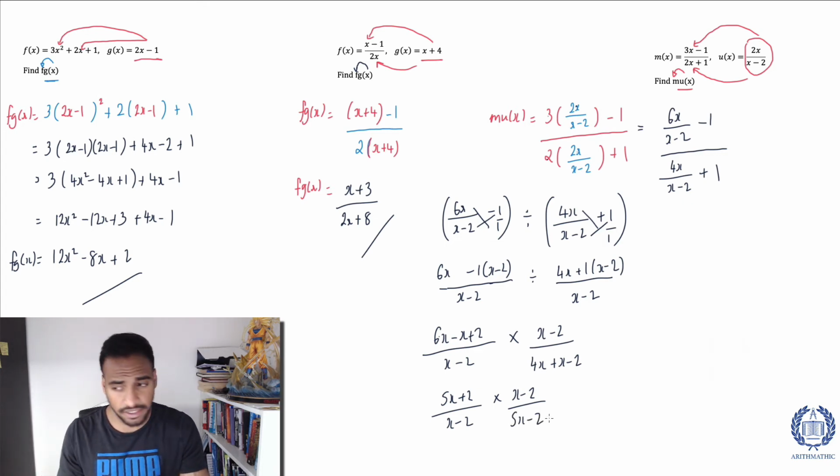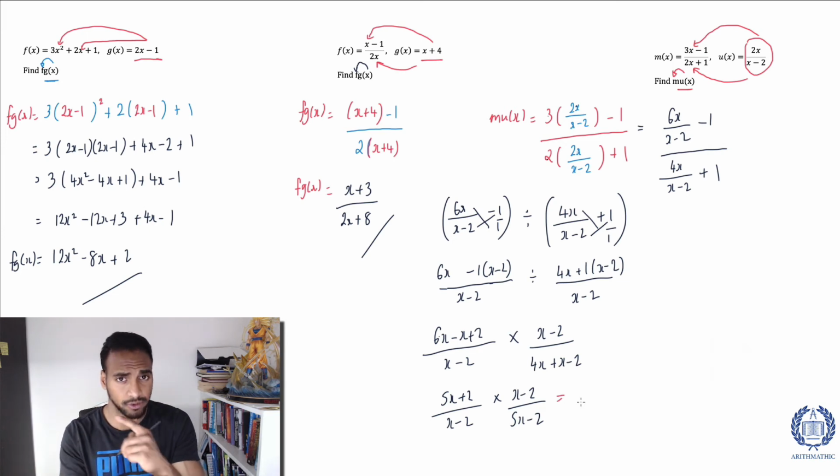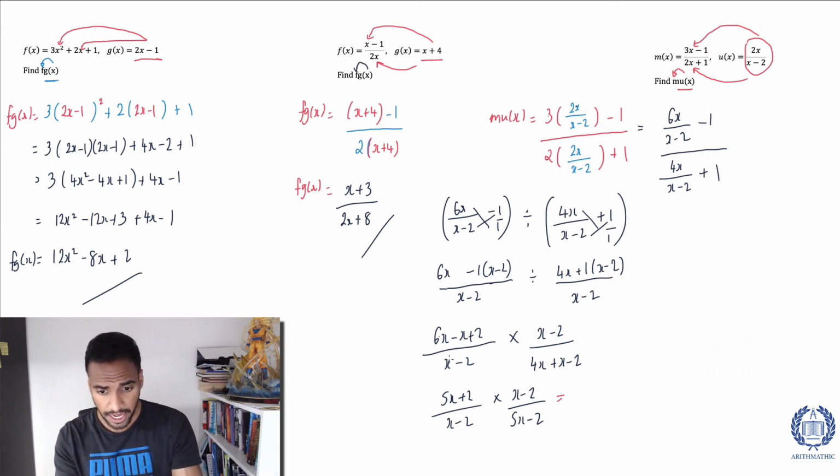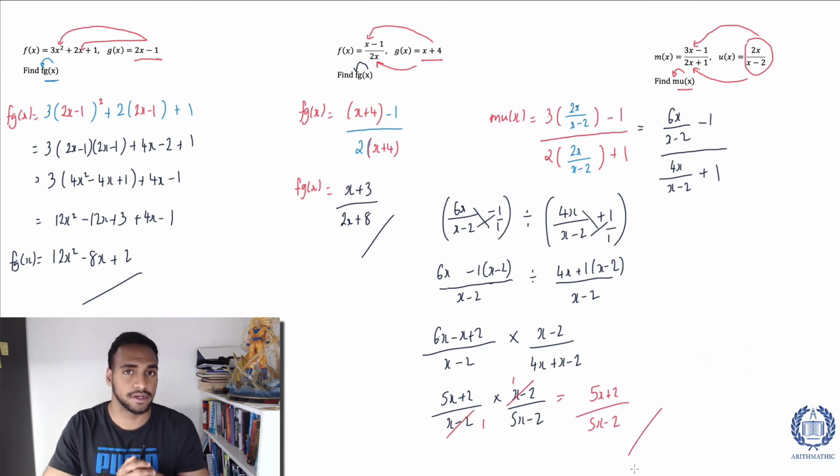Now, we've nearly finished, so just bear with me. All we need to do, when we're timesing, if you remember, is see if we can simplify anything diagonally or top and bottom. I see an x minus 2 and x minus 2 diagonally. I can cross this out, which gives me 1 because I can divide both of them together. So all I'm left with is 5x plus 2 over 5x minus 2. And no, you cannot cancel it out because there's a plus and a minus, so they're not the same. But that is your answer.